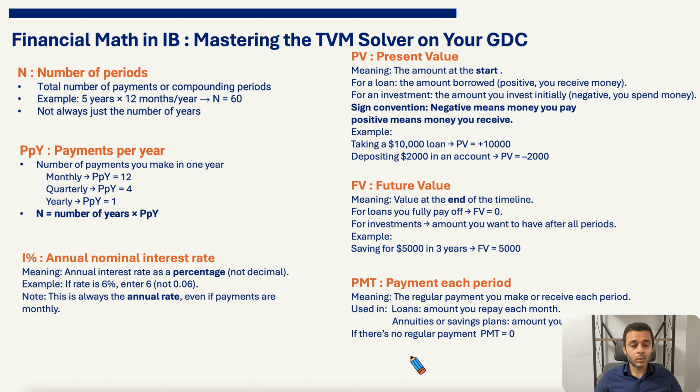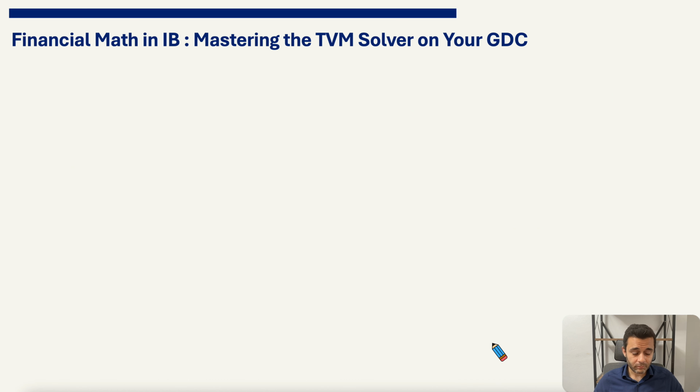If you are gaining the money, it will be positive. Now, not all questions have PMTs or regular payments. So if you don't have any regular payment over time, like let's say it's only a one-time payment or investment, then the PMT will be 0.